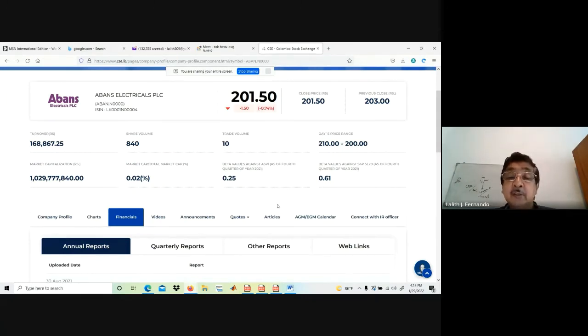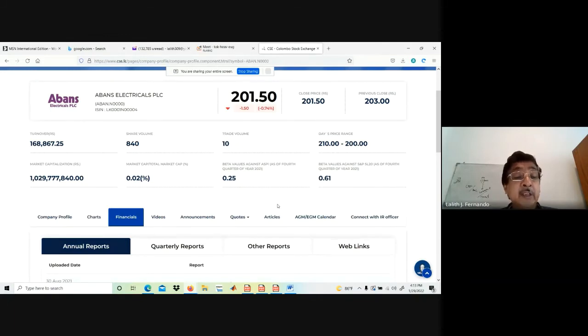But if you take the other beta, that is in terms of S&P 20, it is 0.61. It has a little higher value. But the only issue here is that the S&P 20 doesn't represent the total market. Therefore, we need to focus more on the beta value relevant to the All Share Price Index than the S&P 20, because we can consider it an overall market indicator.